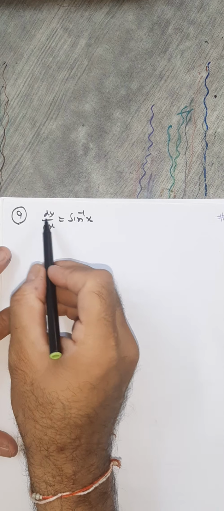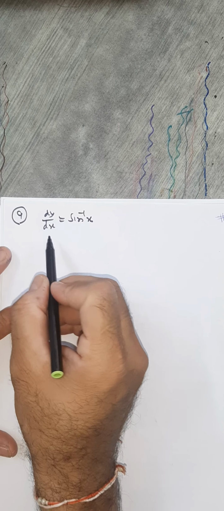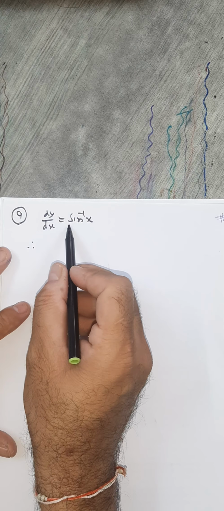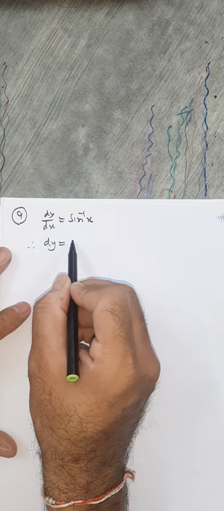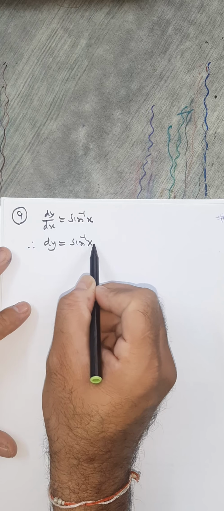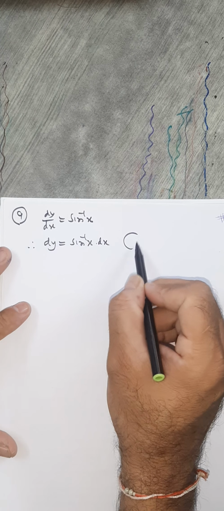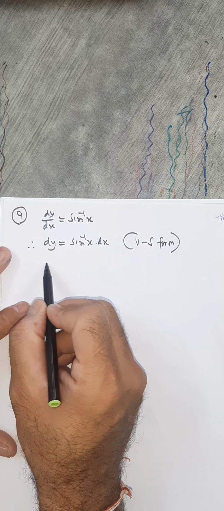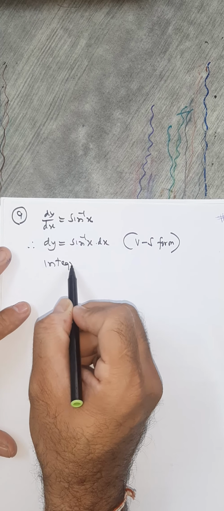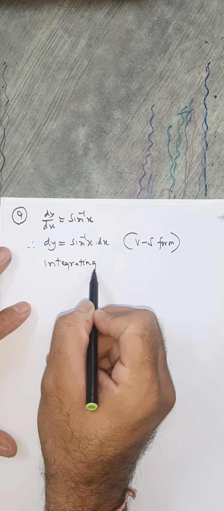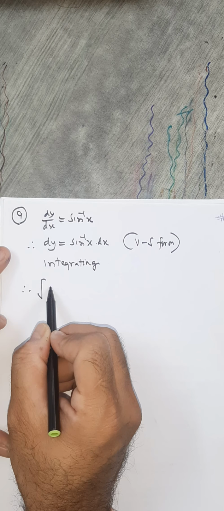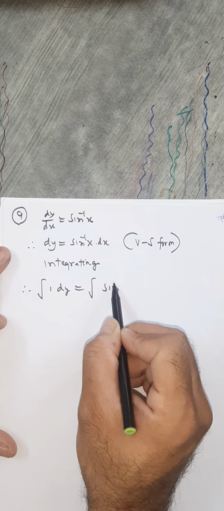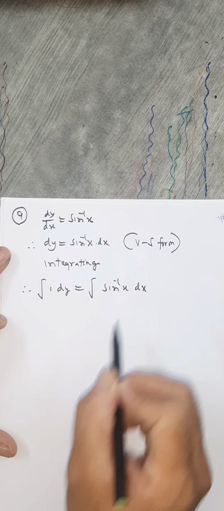The next question, dy by dx equals to sine inverse x. So this is about a variable x. So I can write dy equals to sine inverse x into dx. This is which form? Variable separable form. Now we integrate it. Just integrating. So integral of 1 with respect to y equals to integral of sine inverse x on the right hand side.